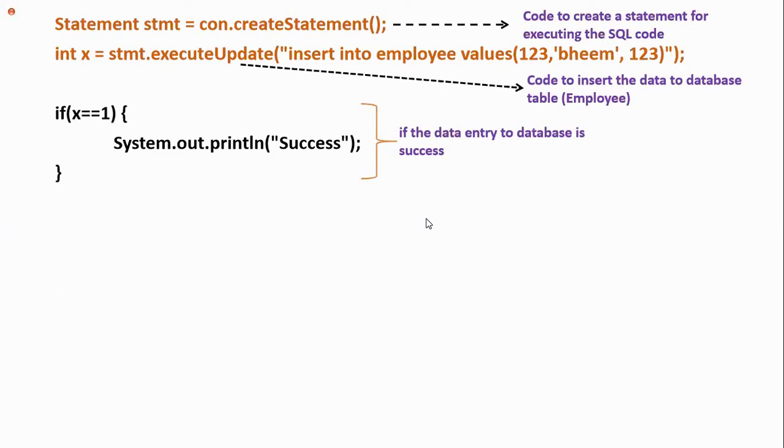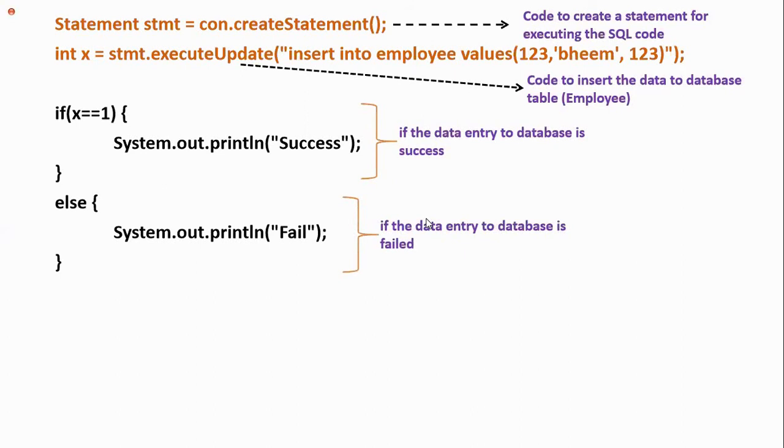If the data entry is success, I will tell it as success. If it is not success, then I will tell it as fail. I hope I'm completely clear with this particular thing. This is the closure of your statement.